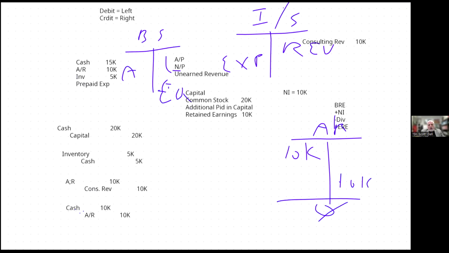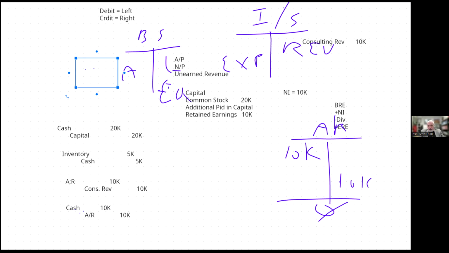Notice I did not record revenue twice. I couldn't credit revenue again because that's not my revenue. I could only debit the cash, which I got, increase my cash to 25, and reduce my receivables to 0. And we'll edit that accordingly. We'll go in, take a look at the entry, and we'll zero out our receivable, and we'll add 10,000 to our cash. So we stay in balance, and life is good, and that's the way we want it.